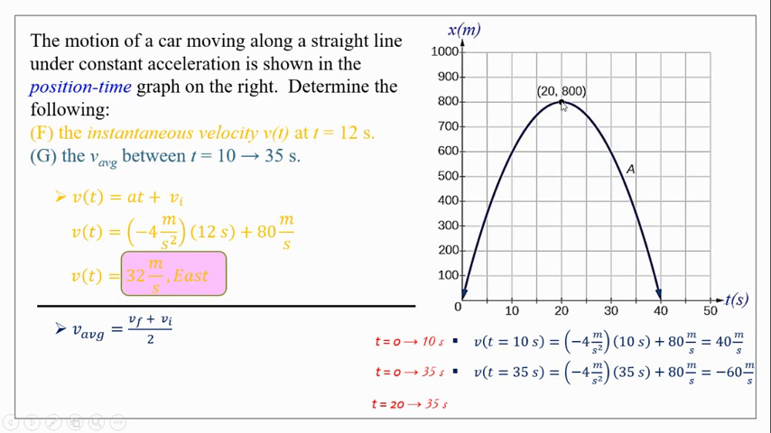So I can start at 20. If I start at 20, my VI is 0. So that's just one less term for me to punch in my calculator. So I hope you like this strategy.